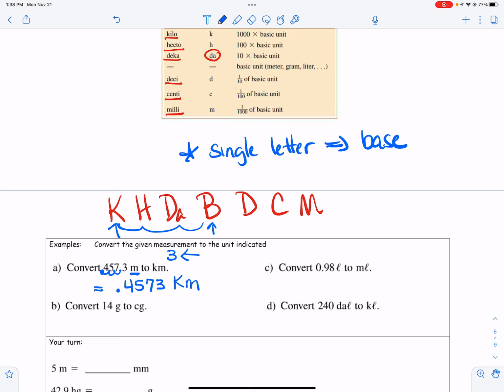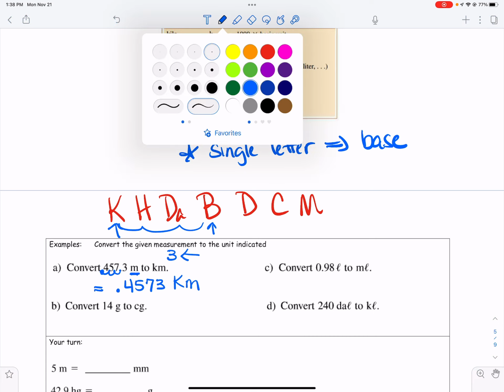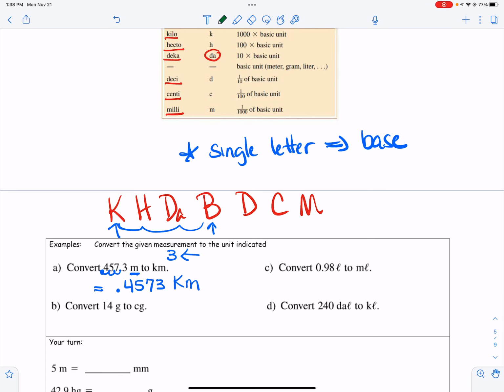So again, now I'll change the color here. For B, we're going to go from grams, which again is the base, and I'm going to go to centigrams. So 1, 2, so I move 2 spaces to the right. Remember that your decimal point is after the 4, so I'm going to add 2 zeros. So 14 grams is equal to 1,400 centigrams, okay?